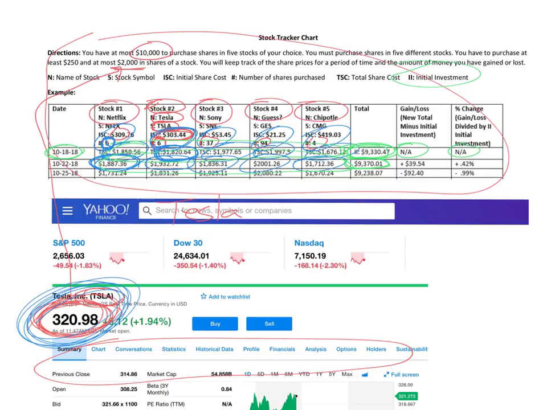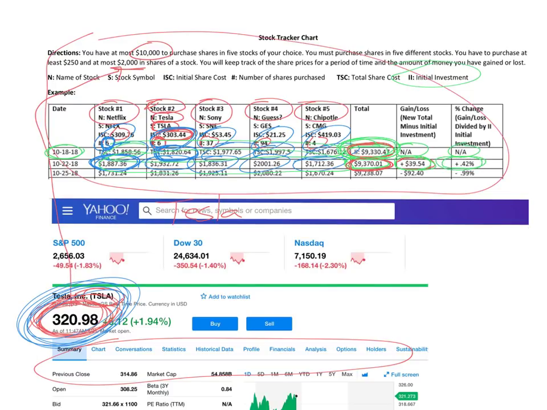So what you're going to do is take this number and subtract the original investment. In this case, it ends up being positive, so this means we've made money. And now to figure out your percentage gain, you're going to take that amount that you made and divide it by the original investment. And then we have the percentage gained.